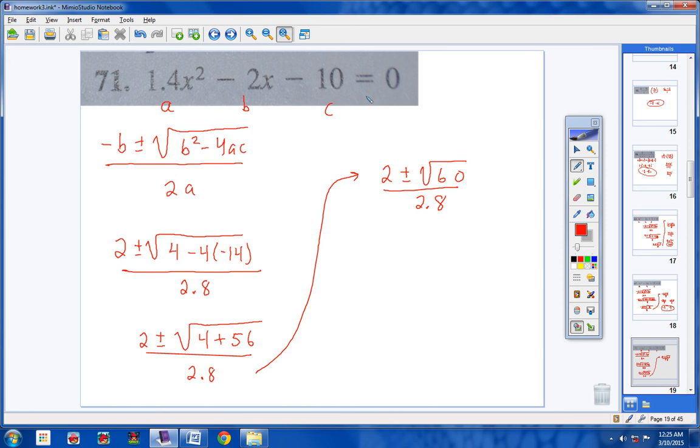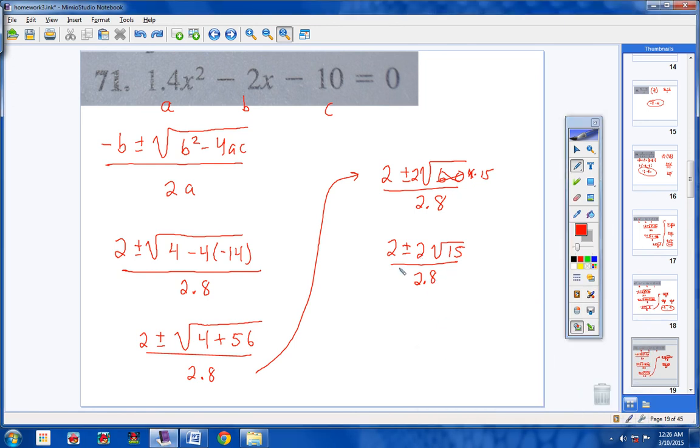60 can be broken down into 4 times 15, which would give you a 2 out here. Cross off the 4 and put a 2 on the outside. So now we have 2 plus or minus 2 square root of 15. Now you cannot break down the square root of 15 anymore. However, you have one term in the denominator and two terms up here in the numerator. You are more than welcome to move this decimal one place to get rid of it, as long as you do it to all these numbers up here also.